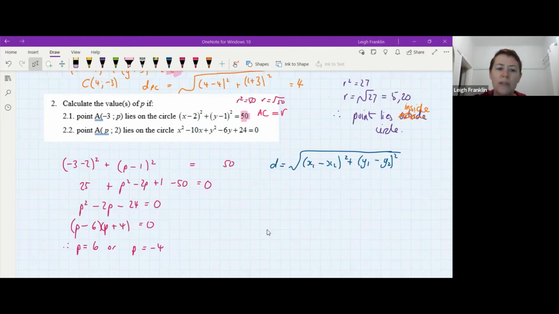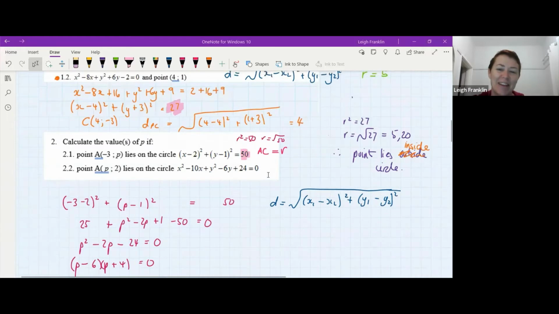So Kumo, tell me, did you complete the square first? Yes, ma'am, I did. Okay. So now in this particular question, do you think it was necessary to complete the square first?